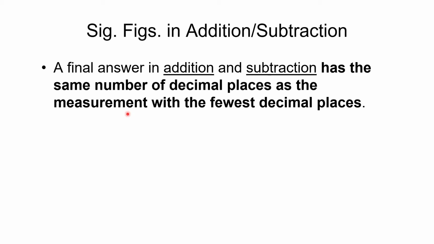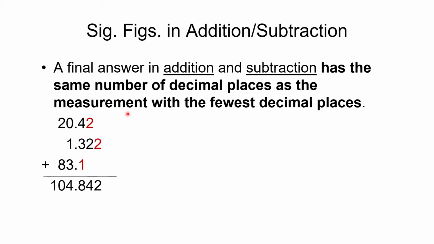And the best way to describe this is just to show you a problem. So here we've got 3 numbers that we want to add together. Presumably somebody made these measurements. And of course, we can just plug that into our calculator, and the calculator will do a great job of adding those numbers together. However, we need to get the correct number of significant figures when we write this answer.